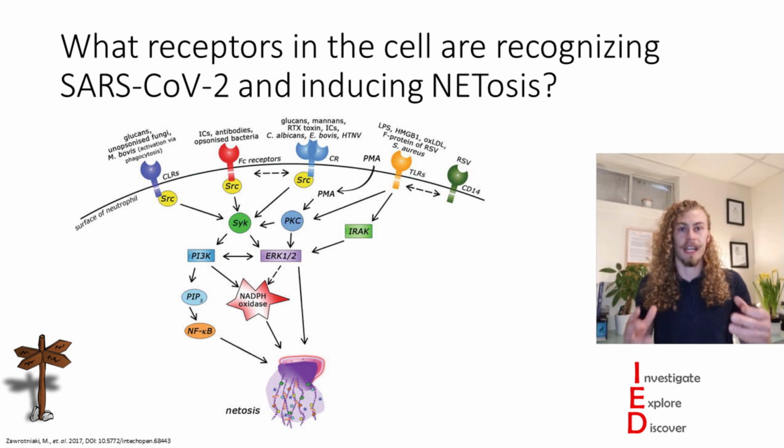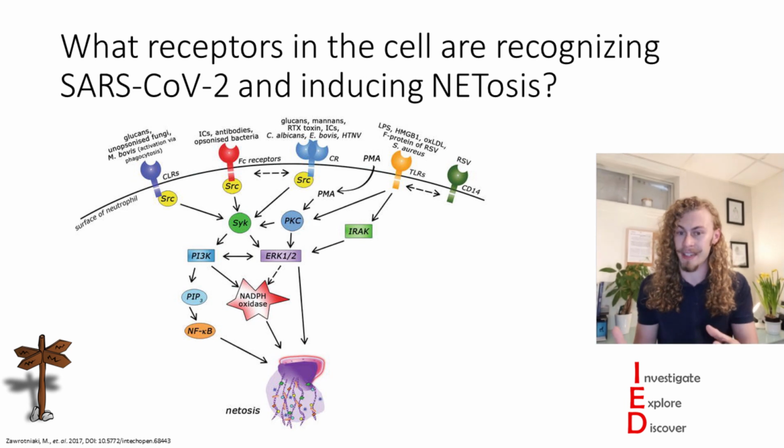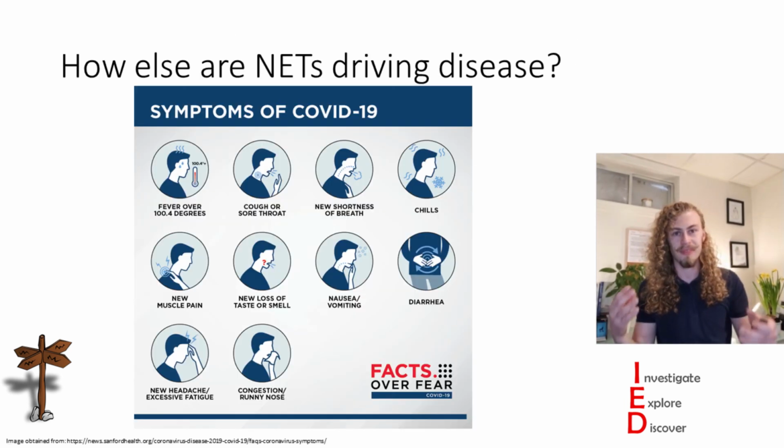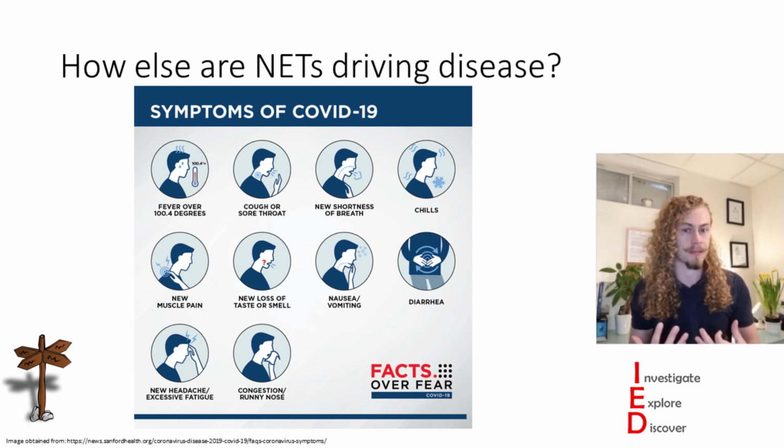Furthermore, once inside of the cells, regardless of what's happening, what receptors in the cell are recognizing SARS-CoV-2 and thus inducing netosis? These are important things to know so that way we can get a better cellular understanding of what is going on. And finally, because there are many different symptoms in COVID, how else are NETs driving disease? Are NETs even important for these other symptoms? Or are they only really important in the lungs? Love to learn more about it.